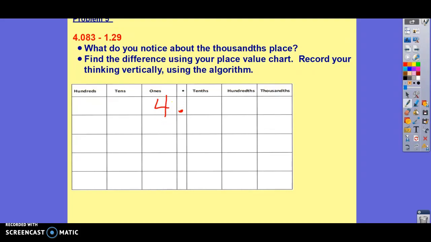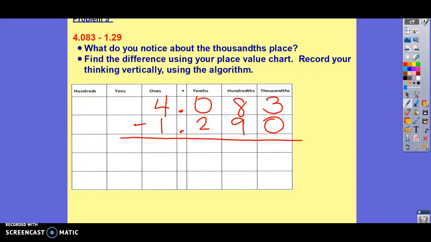I'm going to start by writing our 4 and 83 thousandths. Then I'll write our 1 and 29 hundredths. How would I begin to solve this problem? What can I add to the thousandths place to assist me in subtracting in this value on the end? So let's start by adding a 0 in the thousandths place. 29 hundredths is the same as 290 thousandths. I can begin my subtraction after I add a 0.